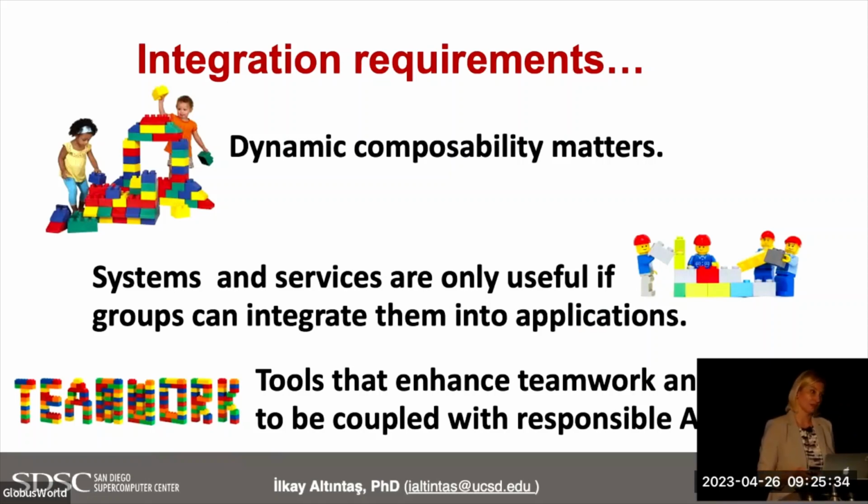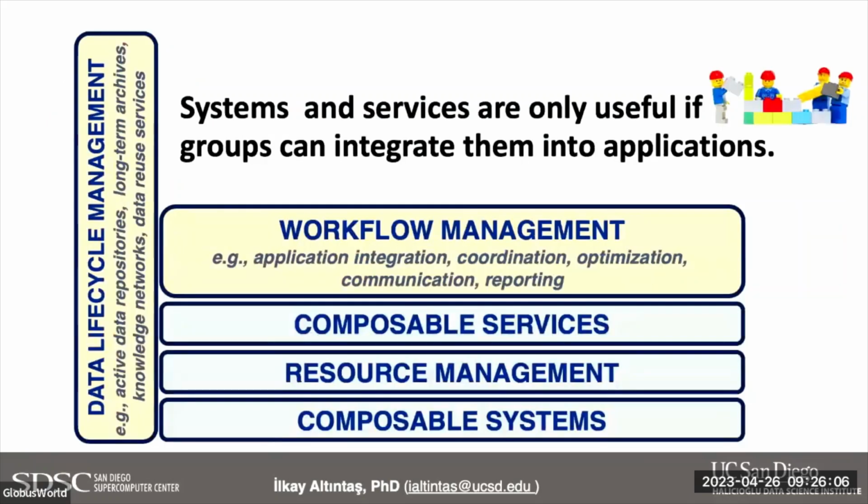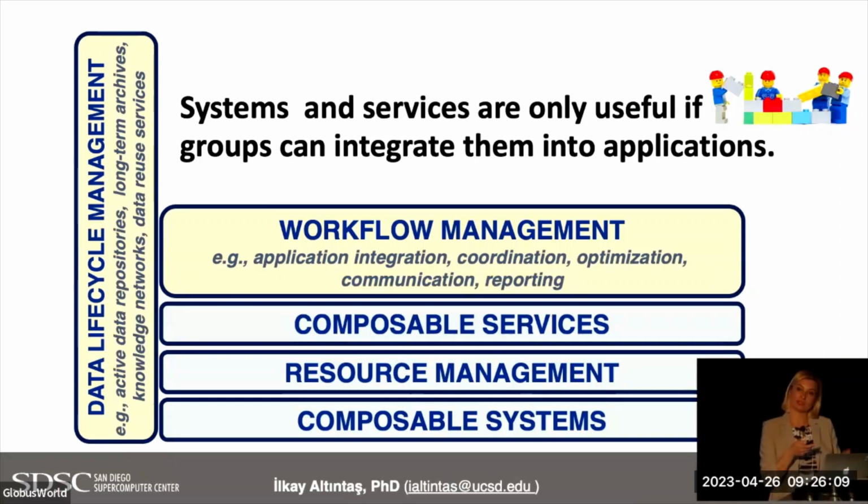It needs to be, again, usable by groups, and also through some new optimization thinking, it needs to enhance teamwork, how groups put together these applications. When I put this into an architecture, dynamic composability is more about systems, resource management, and services running on top of them. Microservices, for instance, running headless or serverless is in this thinking. And then workflow management and the data lifecycle helps groups to integrate into applications.